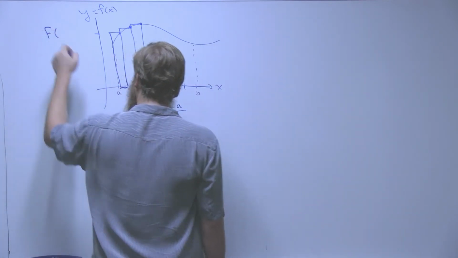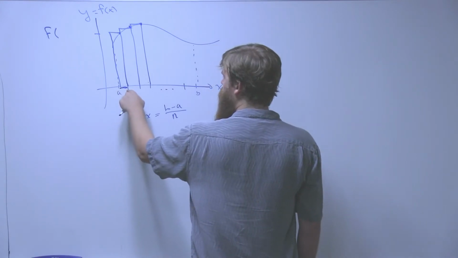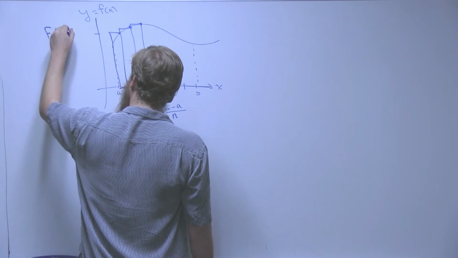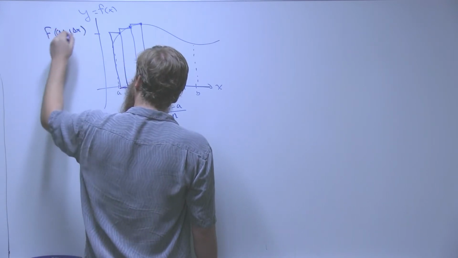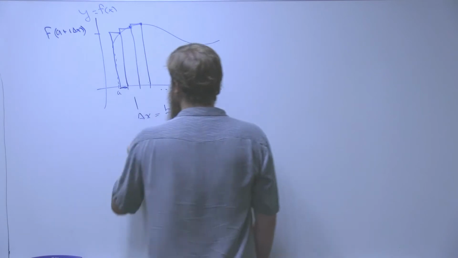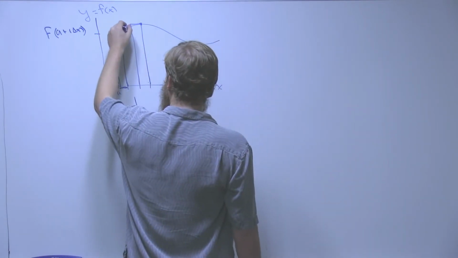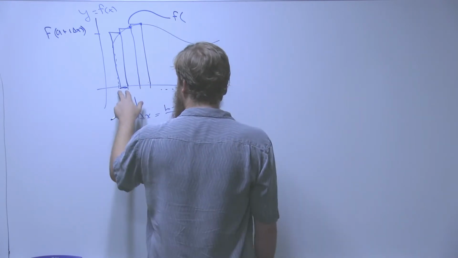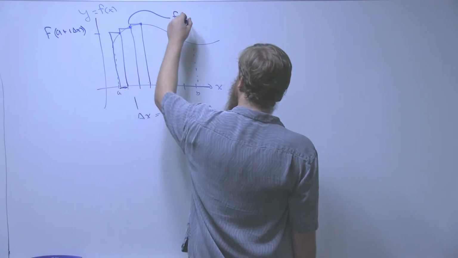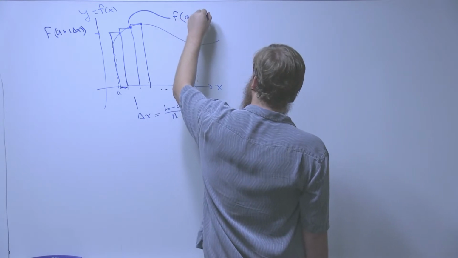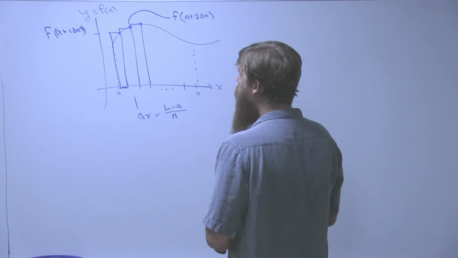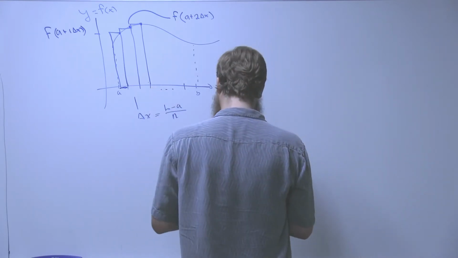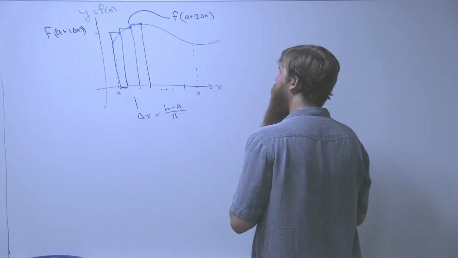Now what is that value? I need to walk one subinterval's width to the right of a. So that's a plus 1 delta x. Similarly, this one has height f of a plus 2 delta x. We can continue to play those games. This one would have height f of a plus 3 delta x. That's for right-hand endpoint approximation.